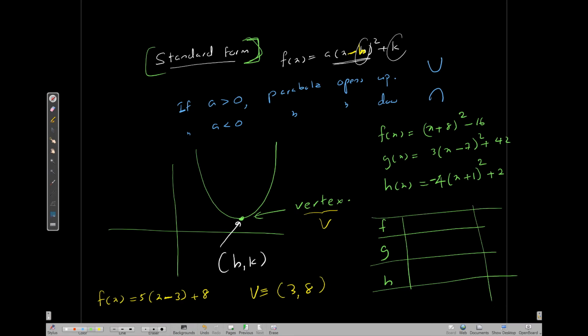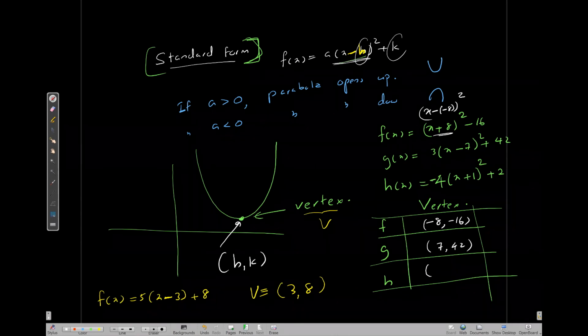So, vertex V. For f, it must be in the x minus h form, but here you have x plus 8. So you can rewrite x plus 8 as x minus minus 8. Now your h is minus 8, and k is negative 16, so (-8, -16). For g, h is 7 and k is 42. And for h, again the same story as the first one.